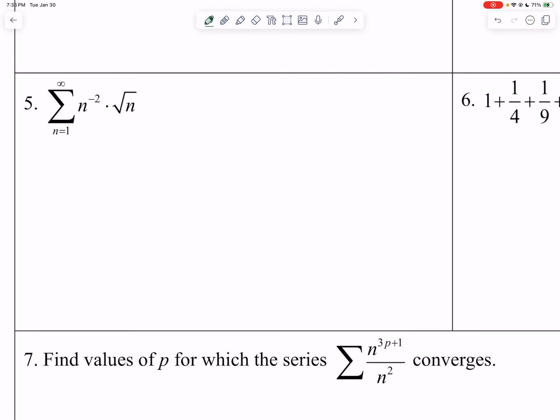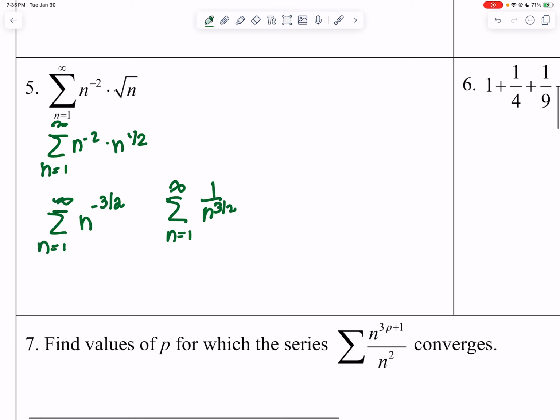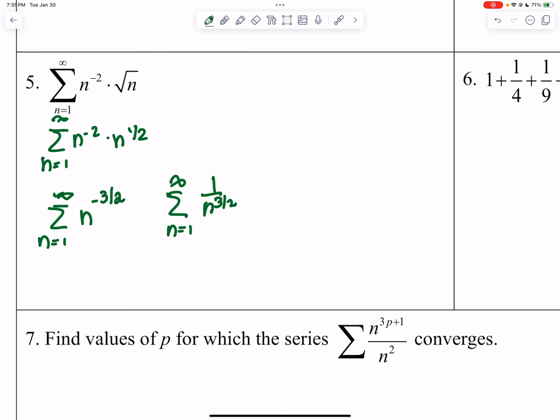All right, number 5, same process. Try to make it look like one over n to the p power. Because 3/2 is greater than 1, this tells me that I am converging. This is convergent.